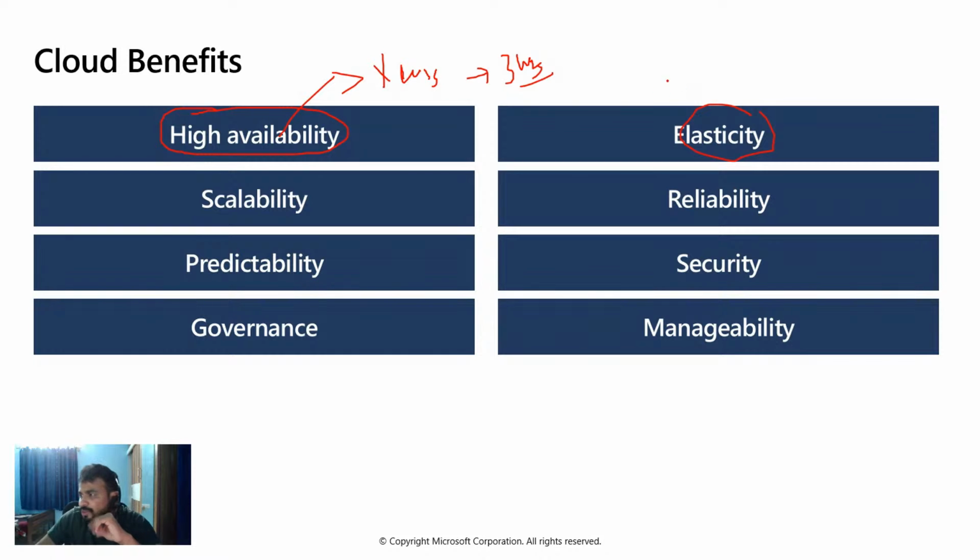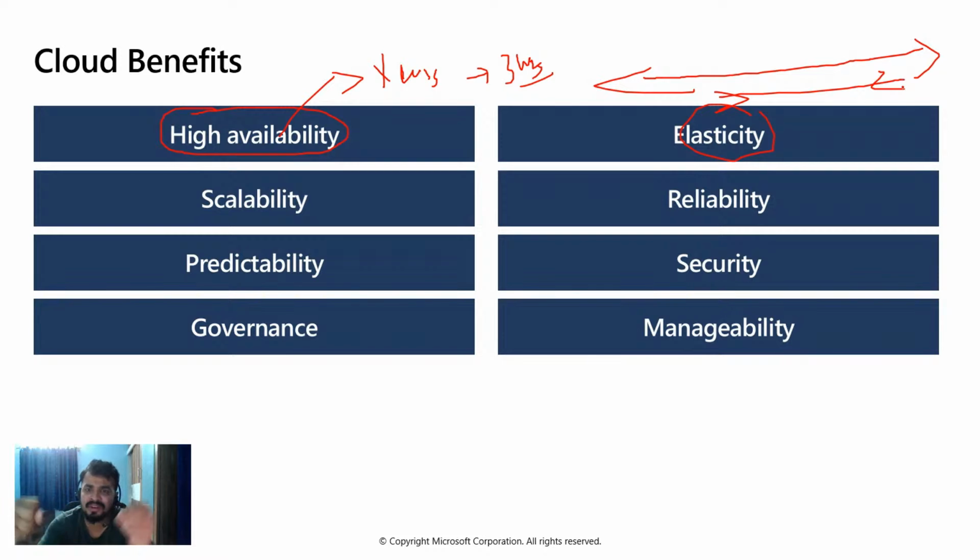Elasticity. So what is elasticity? Extend it like this. Okay. And whenever you don't want, compress it like this, right? So this is nothing but elasticity. Whenever you want to increase the power of these resources, extend it, pull it back. Whenever you don't want it, compress it. So that's where the elasticity comes in.